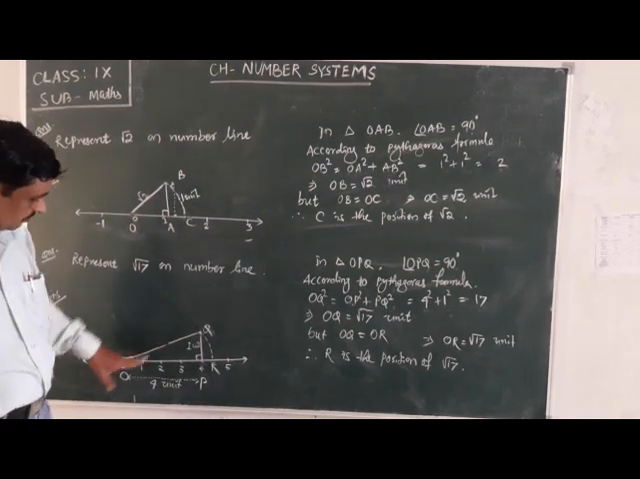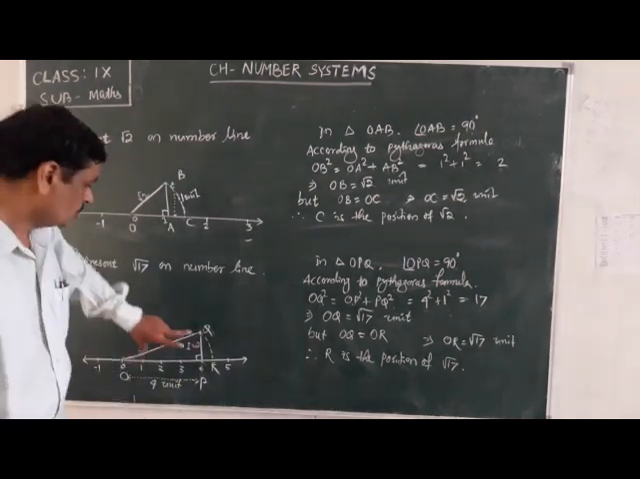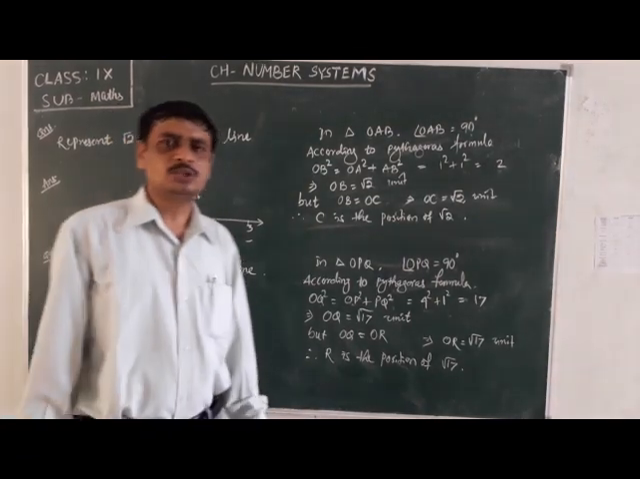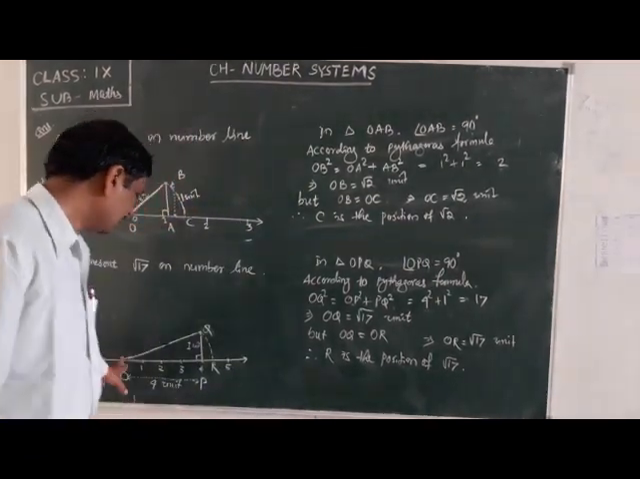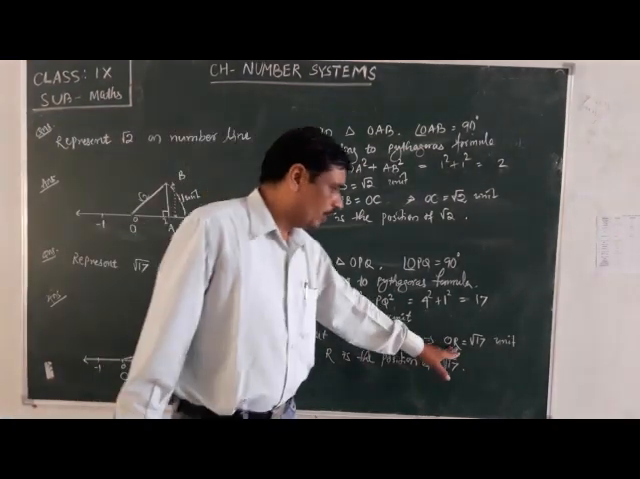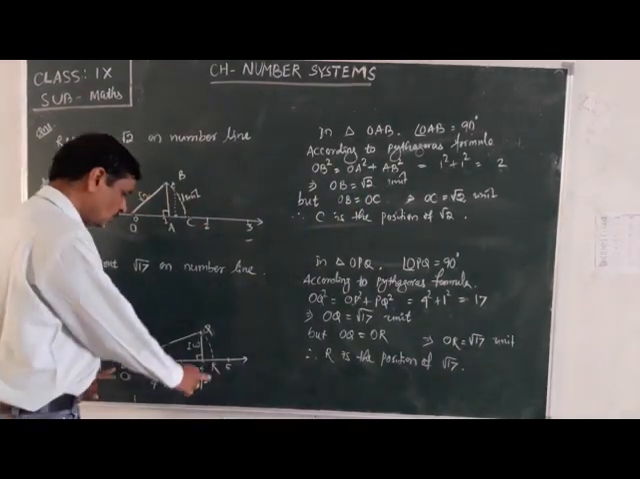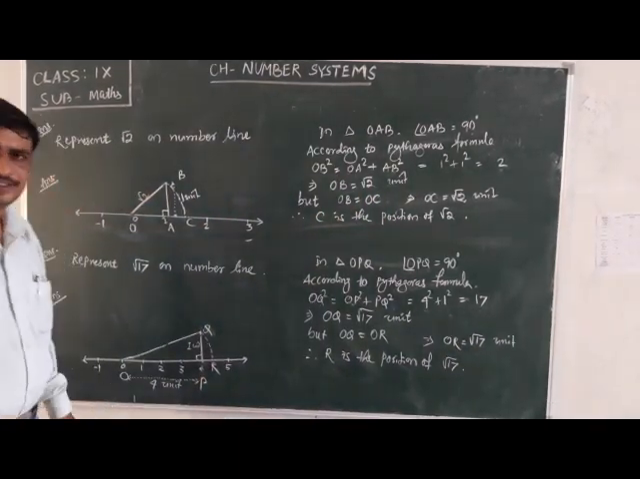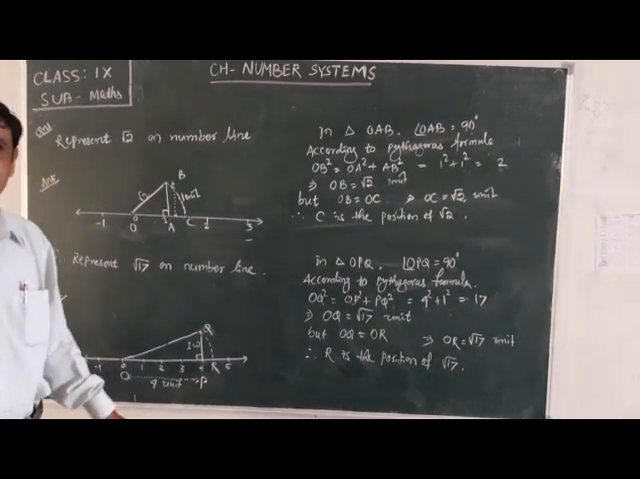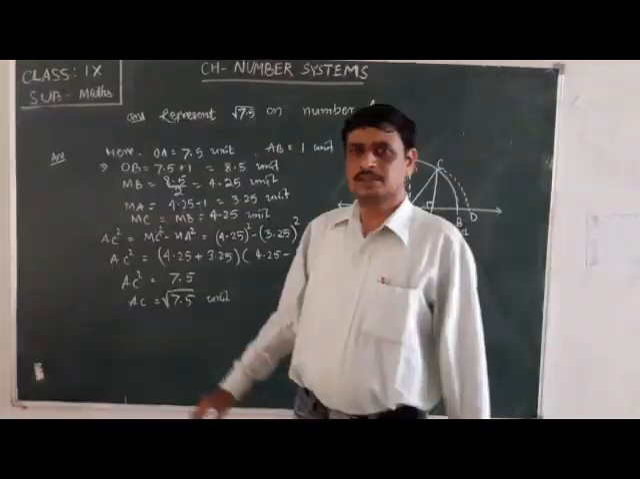But OQ and OR both are the radius of the same arc. So the length of OQ and length of OR both become equal. So OR is also equal to root 17 units. Since OR is of length root 17 units, R is the position of root 17.